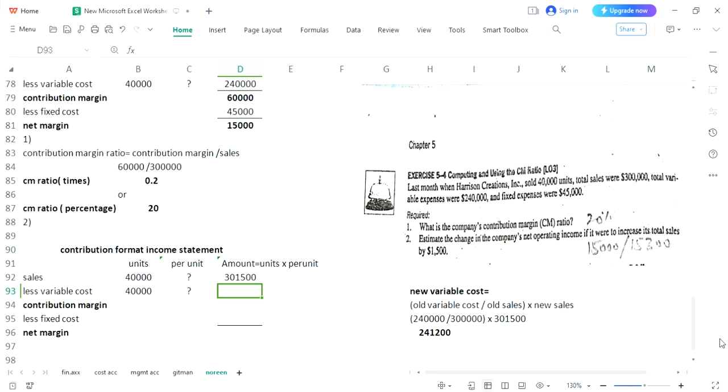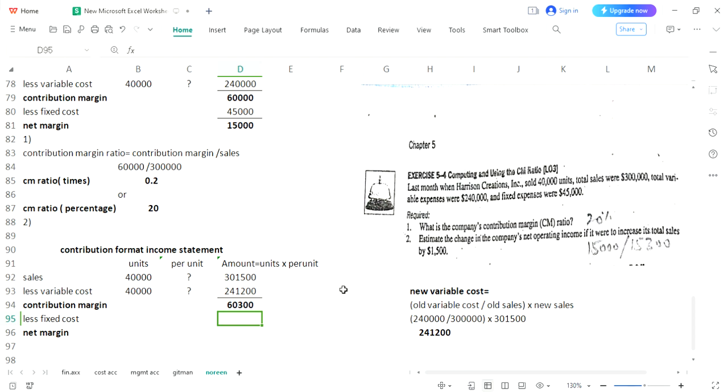This was 2,41,200. And now it's time to calculate our contribution margin. How would we calculate? By subtracting variable cost from the sales. On calculator, you will write sales first. This is 3,15,000, and you will subtract your variable cost, which is 2,41,200. So here your contribution margin has arrived.